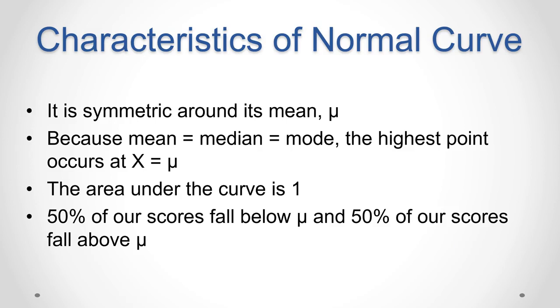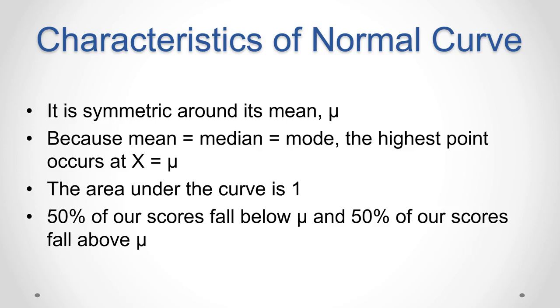Remember, if a distribution is normal or bell-shaped, there are certain characteristics that are consistent and will help us to quickly understand the scores within that distribution. The characteristics of a normal curve are as follows. 1. It is symmetric around its population mean mu. 2. Because the mean, median, and mode are approximately equal to each other, the highest point occurs at x equal to population mean mu.